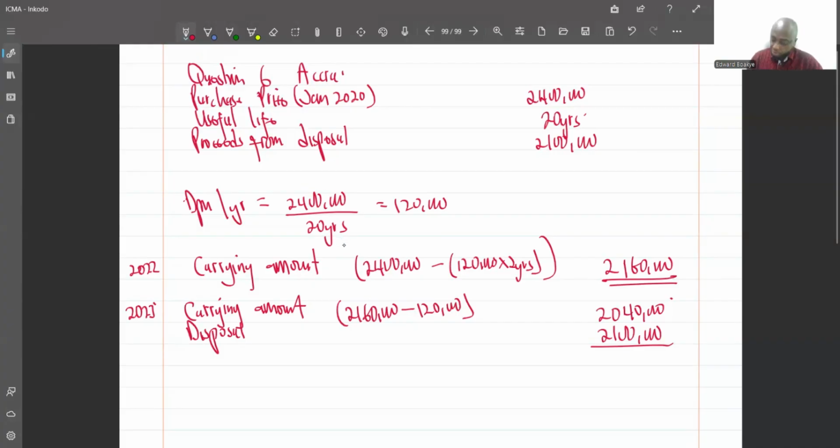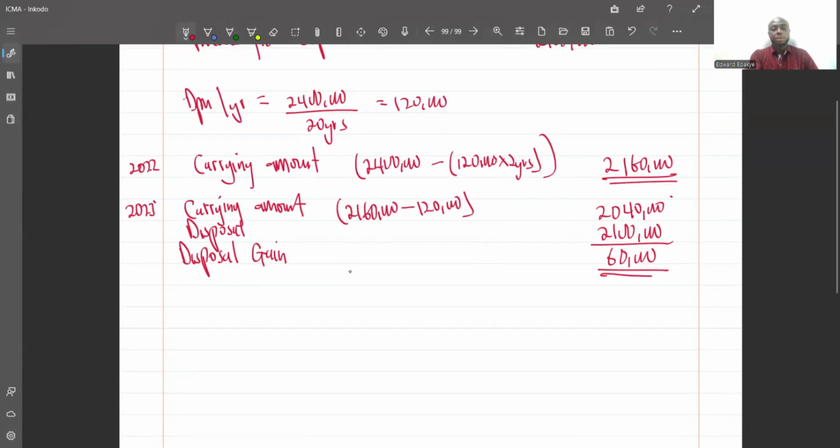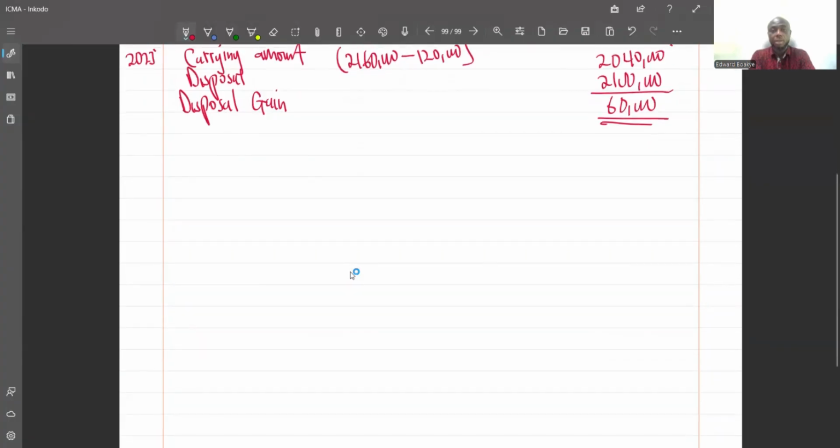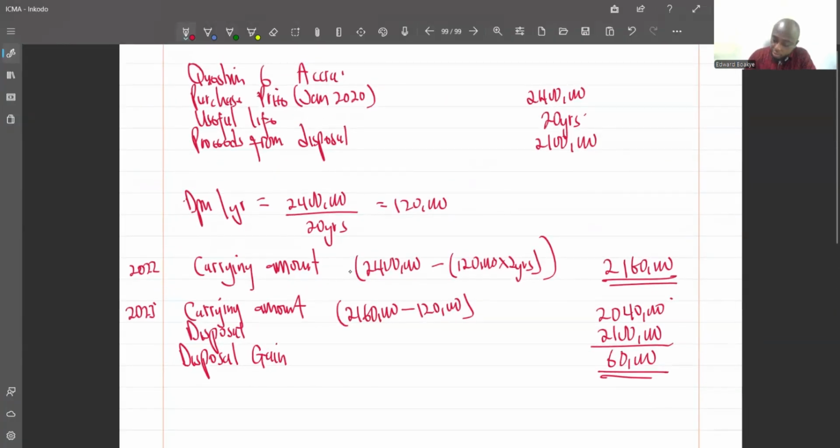If you check, we are having a disposal gain of 60,000. So the disposal gain of 60,000 will go to our P or L. But it has been disposed, so only the 60,000 will go to our P or L, and we are not going to get any financial position. But as at 2022, this will go to our financial position.